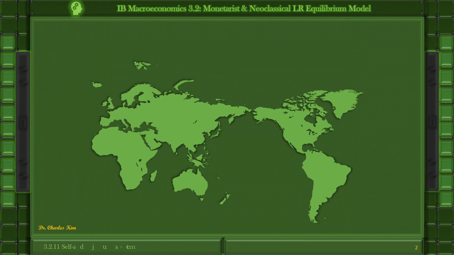We will now investigate the long-run equilibrium self-adjustment process in the ADAS model in the case of a decline in aggregate demand, applying monetarist and neoclassical economic perspectives.